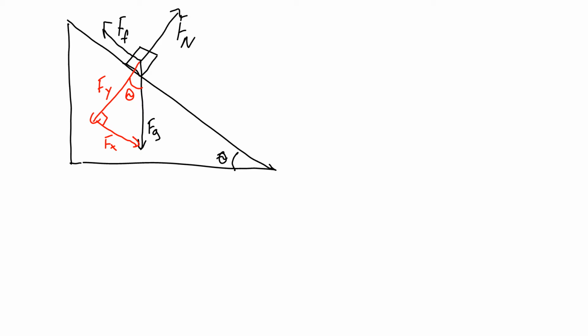Okay. So for this example here, the force going up the ramp is going to be the force of friction. Does that make sense? So force X is pulling it down the ramp. Force of friction is holding it back.